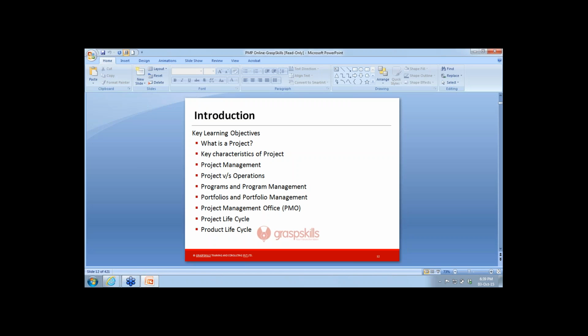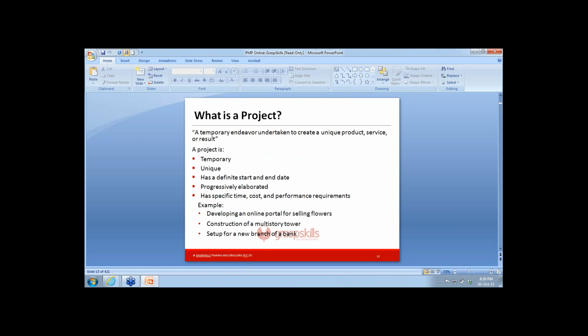Coming to the introduction, the first module: what do you understand by a project? Its key characteristics, what is the difference between a project and operations in industry parlance, what are the terminologies and understanding about what is a program, what is program management, what are the various kinds of portfolio management, and so on.